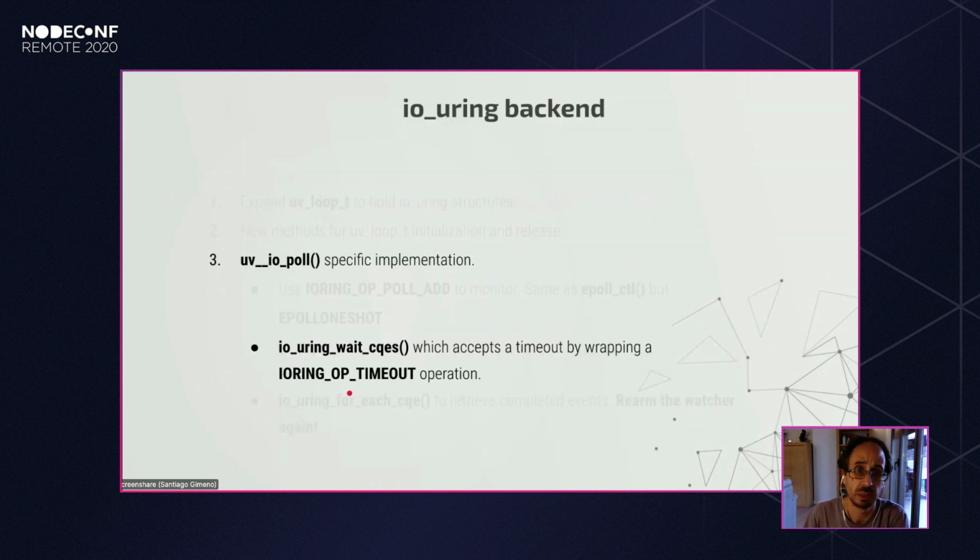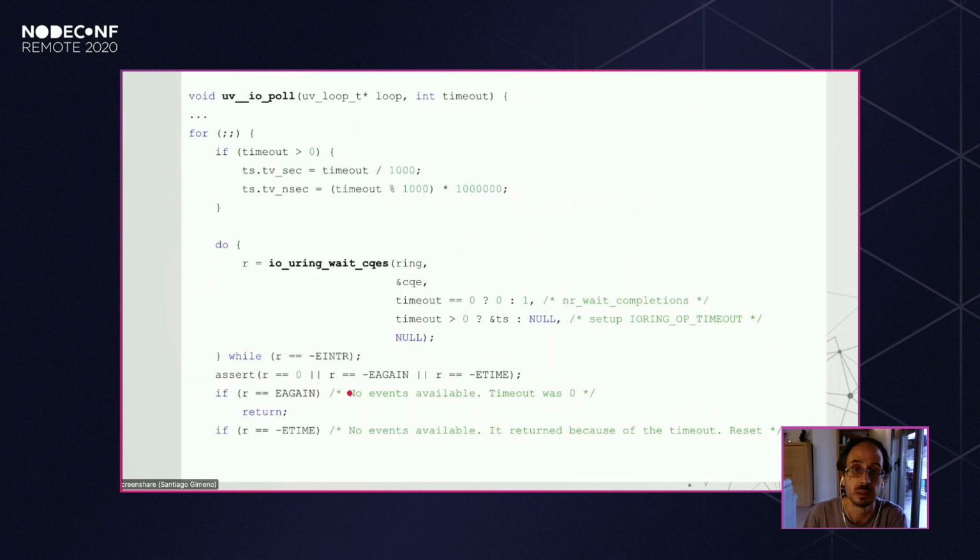Next, we'll wait for completions or timeouts in a similar way as we did with epoll wait. For this, we're going to use the io_uring_wait_cqes libuv method, which accepts 5 arguments, the important ones being the third, which defines the number of completions before returning, and the fourth, that gives us the possibility of registering an io_uring timeout operation.